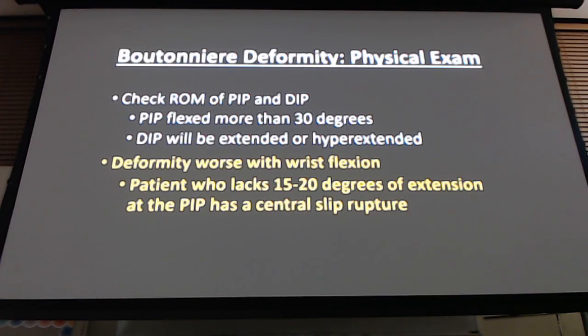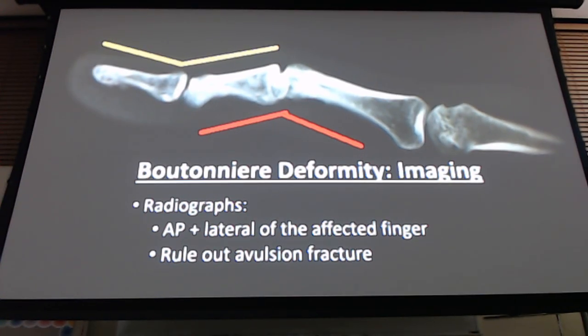Good to go? Is it in yellow? Yes. Good. So boutonniere imaging, I found this picture and I like it. It just so happened it used red and gold, so I liked it even more. That's what you're going to see on imaging: flexion at the PIP and extension or hyperextension at the DIP. You might ask yourself, if I can see it, why do I need an X-ray? Well, you have to rule out an avulsion fracture. I could spend 3 hours talking about just this one injury and still not get to it. Hand surgery is its own subspecialty for a reason.